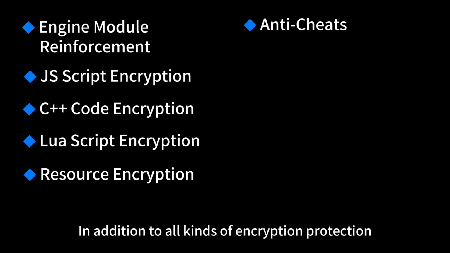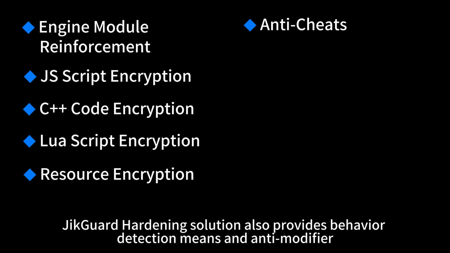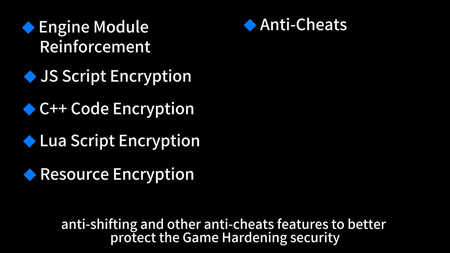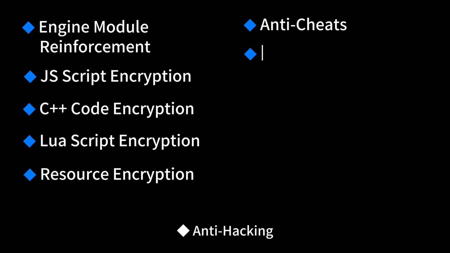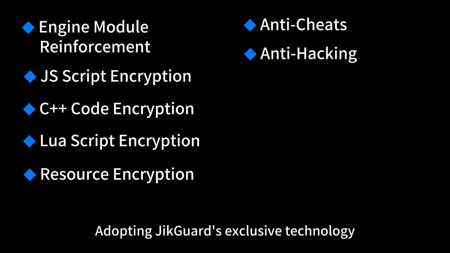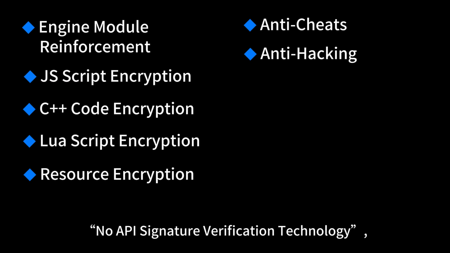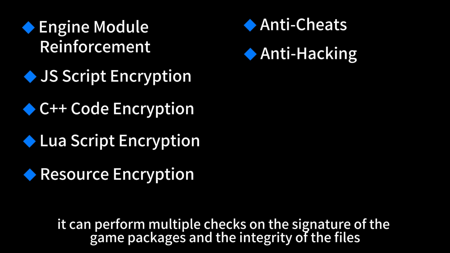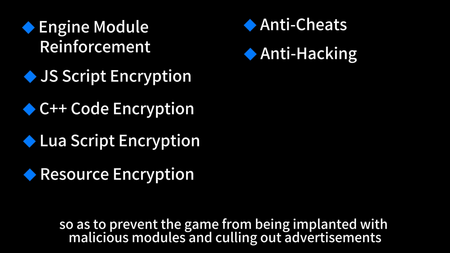Anti-cheats. In addition to all kinds of encryption protection, the JikGuard hardening solution also provides behavior detection means and anti-modifier, anti-debugging, anti-injection, anti-shifting and other anti-cheats features to better protect the game hardening security. Anti-hacking. Adopting JikGuard's exclusive technology, no API signature verification technology, which encrypts the game's engine and code from the bottom, it can perform multiple checks on the signature of the game packages and the integrity of the files, so as to prevent the game from being implanted with malicious modules and culling out advertisements.